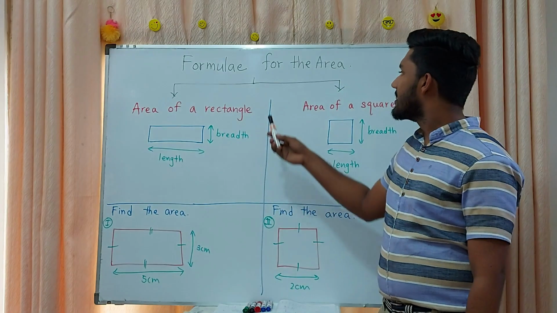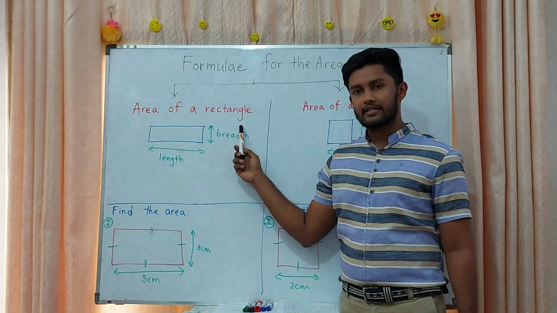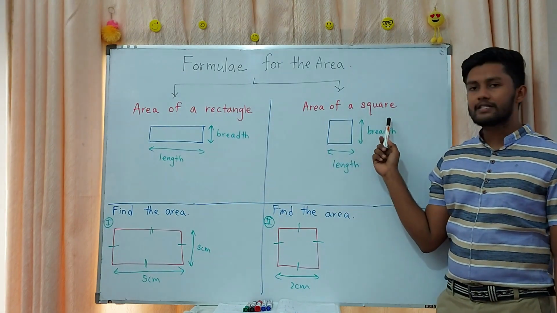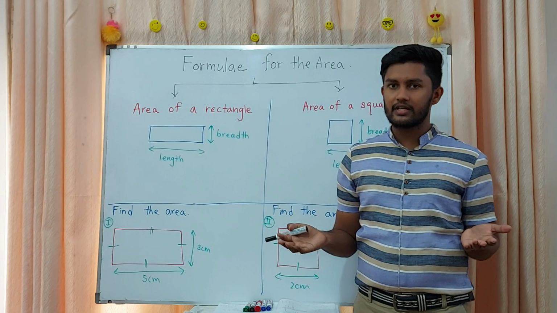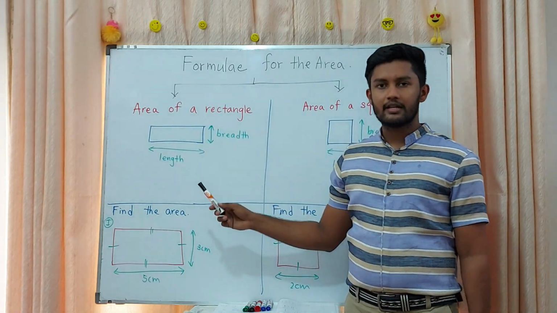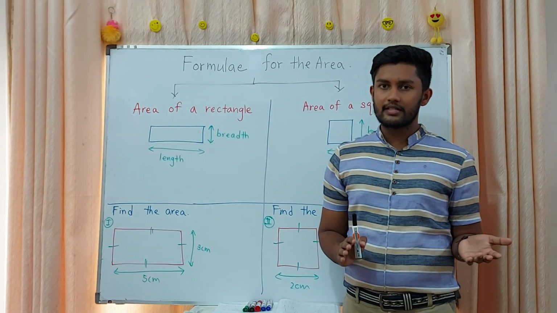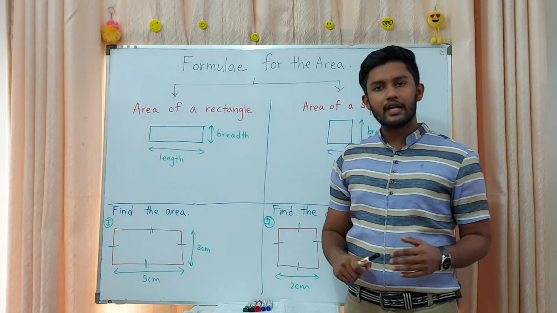Here, the formula for the area. Area of a rectangle, area of a square. Then we are learning the definition for the area. Then here, a rectangle. What are the specialties of a rectangle? Yes, opposite sides are equal in magnitude.